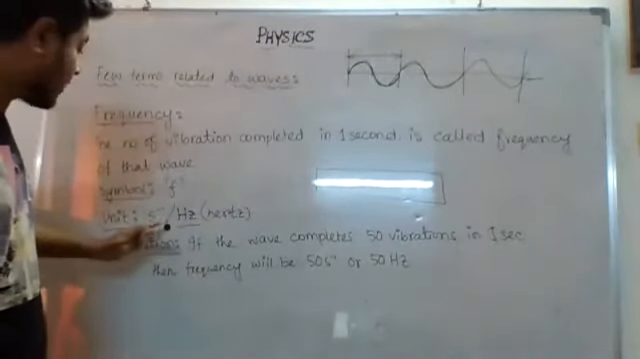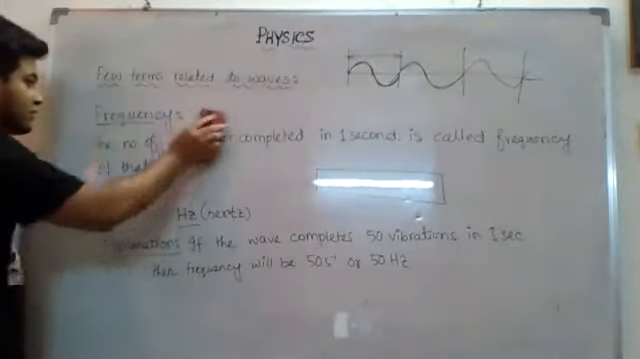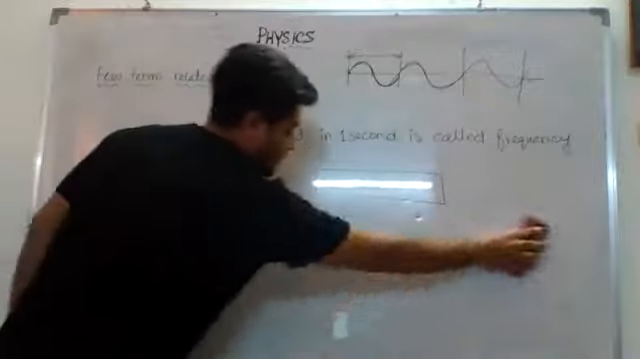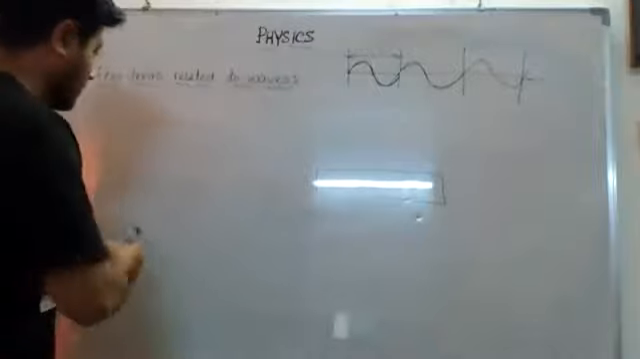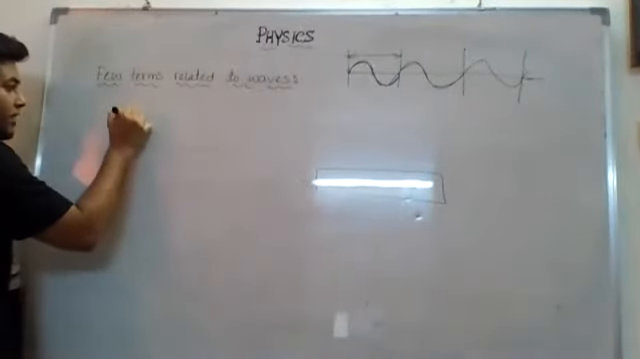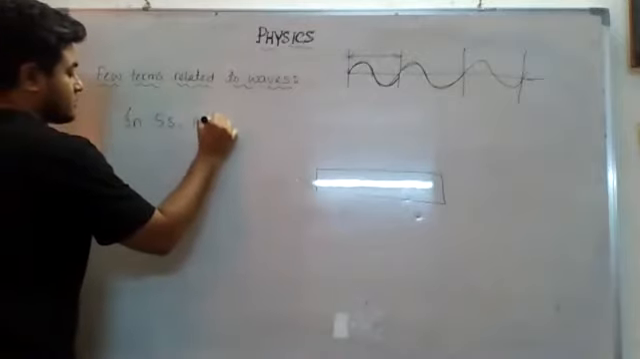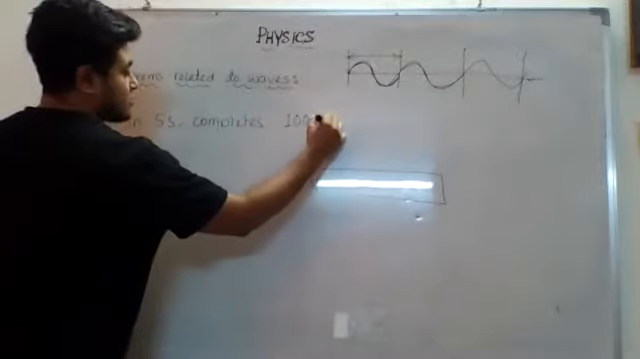Now why is this per second? That means only second inverse. That one I will show you. I will explain it with another example. Let us say a wave completes 100 vibrations in 5 seconds.